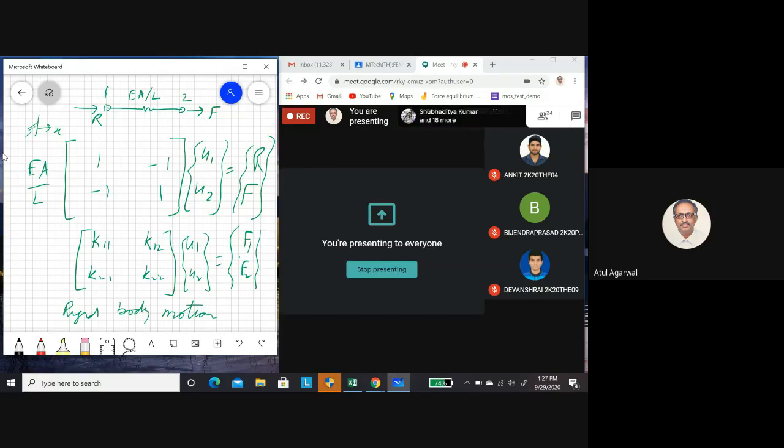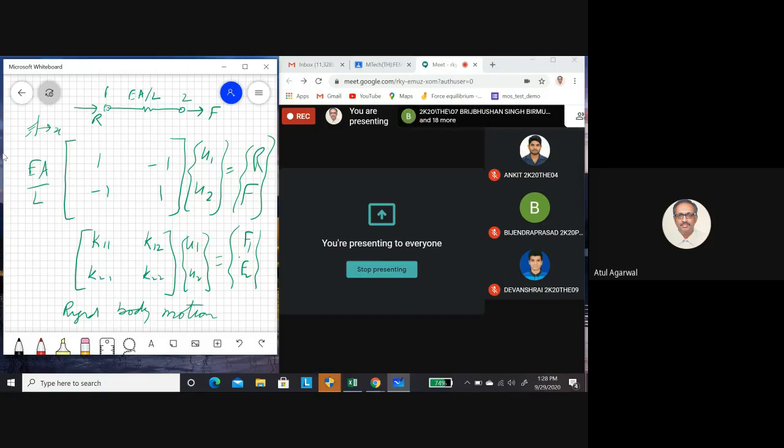So whatever is the value of nodal displacement 1 and 2, it has to be same. Since it's a rigid body motion, you cannot have any stretching of the body. So displacement of each node is same. And there is only 1 degree of freedom, so you are talking of translation in only x direction. So if you make u1 equal to u2, what is the value of your f1 and f2?